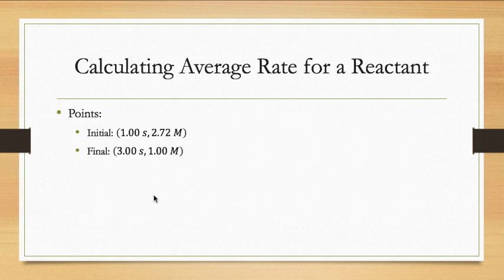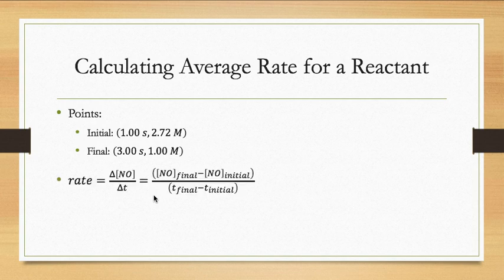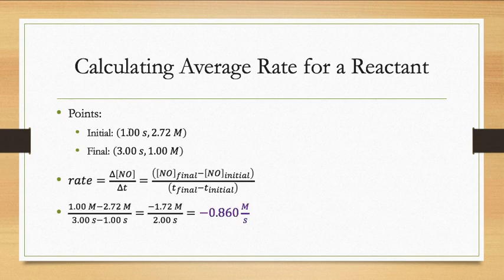And so we can plug those into our equation the same way we did with the ball example. But here the rate is not equal to the change in position over change in time. We have to look at the change in concentration of NO over the change in time. But again, we're plugging in these values the same way. The final concentration minus the initial concentration over the final time minus the initial time. When we plug those values in, 1 minus 2.72 over 3 minus 1, we end up getting negative 0.860 molarity per second. Okay?